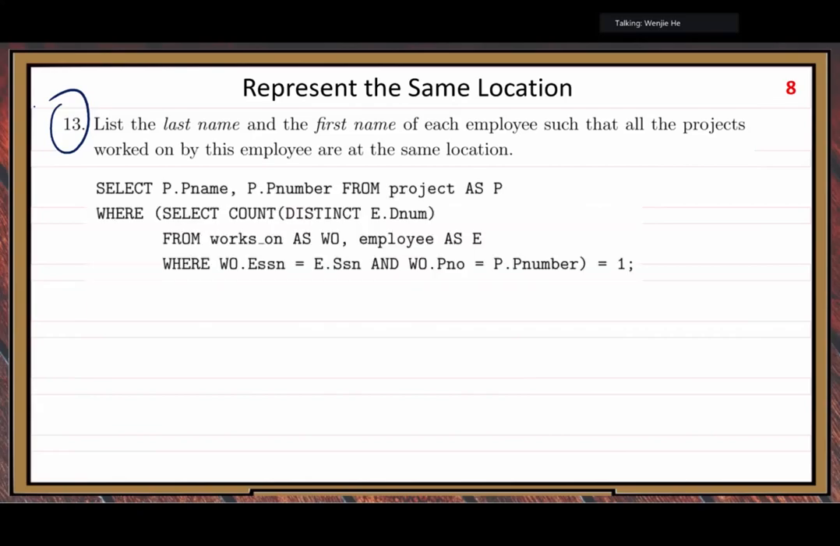Here you can see the count number. We can use an inner query, but some students use a temporary table to define this inner query. It's okay, the logic is the same. Because our inner query generates one count number, if that count number equals 1, it's the same location.